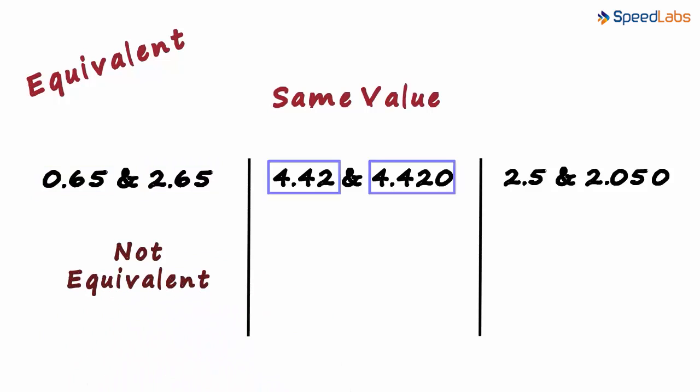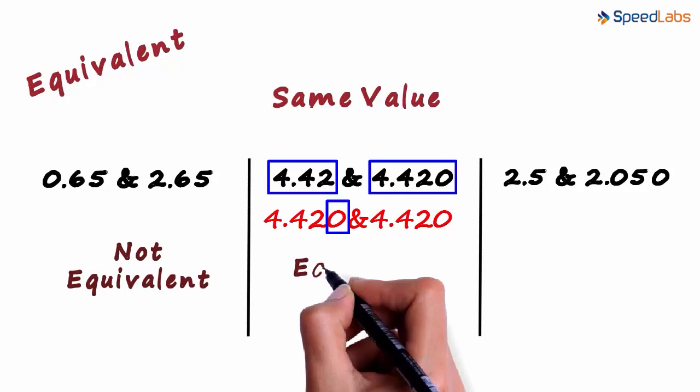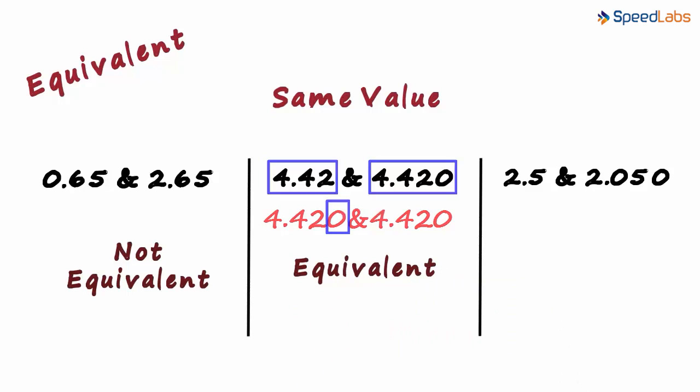What about these two? The integral part is the same, but the decimal parts are 42 and 420. But we had seen that adding zeros to the right of the decimal part does not change its value. So the value of these two decimal fractions is essentially the same. They are equivalent decimal fractions.